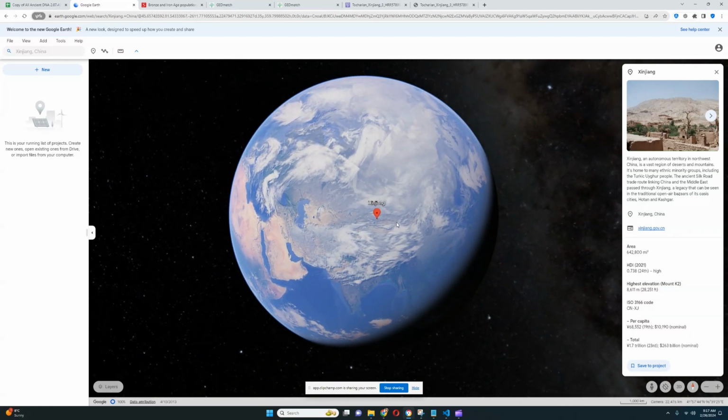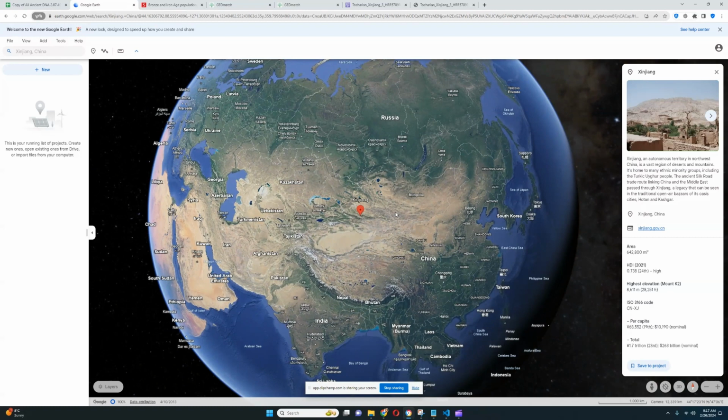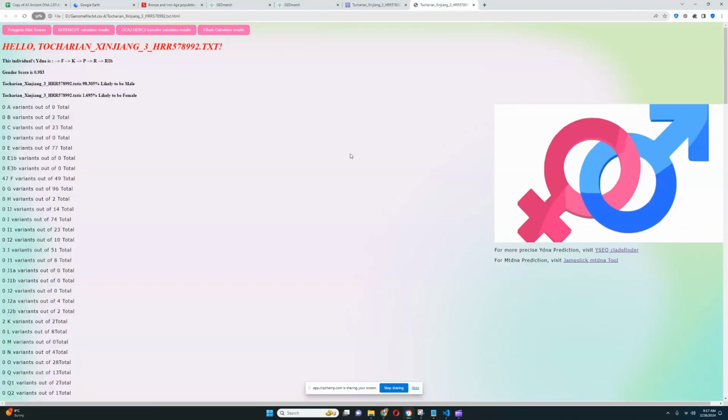Tocharians, in case you didn't know, are Indo-European people who lived in Western China. They were not Iranic speakers. They actually were an early branch of Indo-Europeans that branched out of Afanasyevo culture. So they are kind of these archaic Indo-European speakers who are not Iranic, who ended up going extinct. They were sort of genocided by the Chinese and the Turks. So let's go ahead and explore this Tocharian man's results with trait predictor.